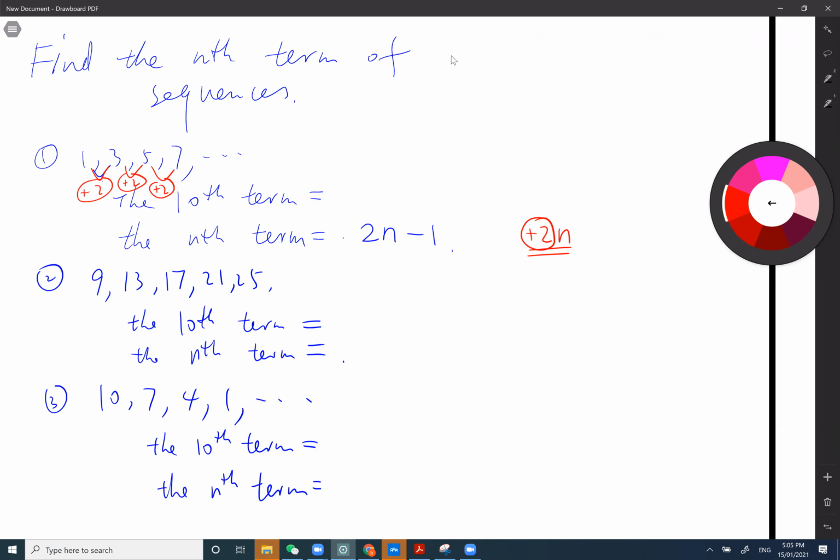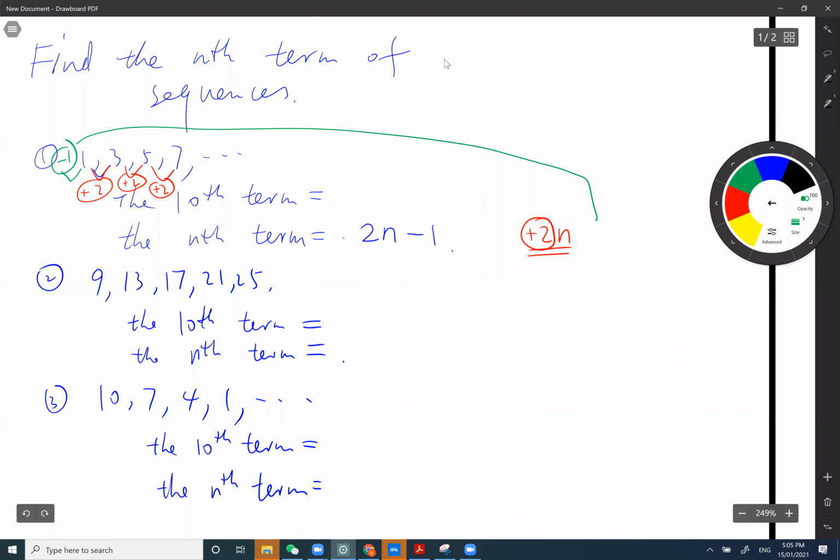And copy the same rule. What's the previous number? Victoria? What's the previous number? Very good. -1. That's how we got this formula. If you got this formula, the 10th term is 19. Okay? Actually, right? Okay. Now, the second one.